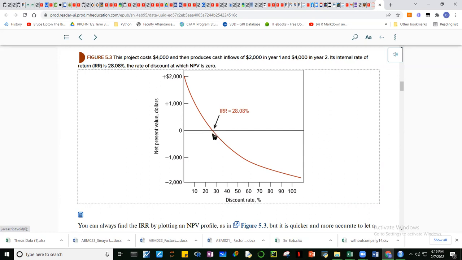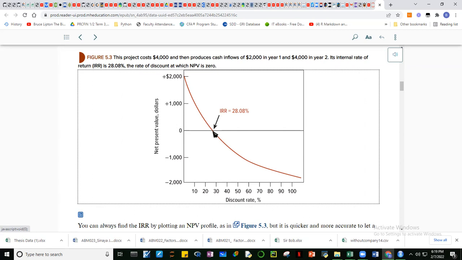Okay, take a look at this. Now, you notice that this NPV profile touches the x-axis here at 28.08, which is your IRR. How do we know this is the IRR? At 28.08, the net present value is equal to 0. So by definition, the internal rate of return is that rate of return where your net present value is equal to 0. Okay, so what's the decision rule?